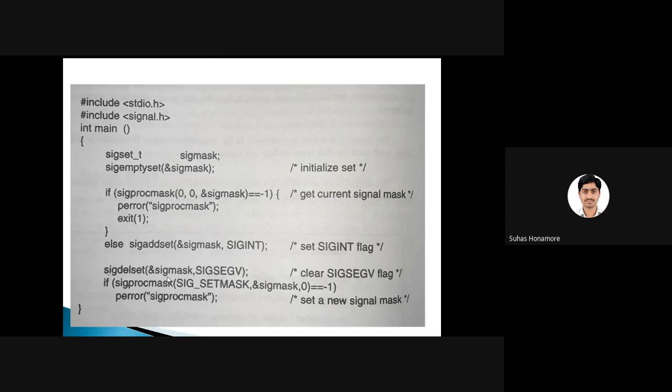Then whatever we have in the signal masking function, all of those are again given to the new process we are executing here. That is, we are setting it. So here we set the signal. So this is how we will use the sigmask.